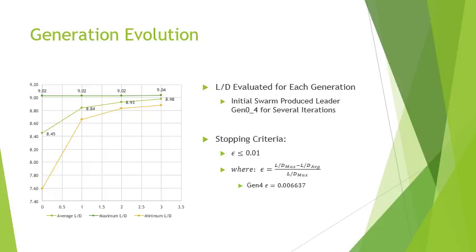The stopping criteria I used for generational evolution is shown and is a function of the average lift-to-drag ratio and maximum lift-to-drag ratio coming closer together as generations progress. This essentially shows convergence towards the optimum value.